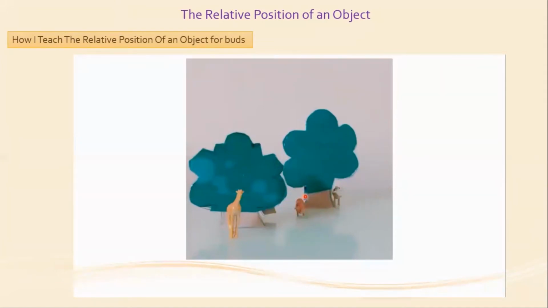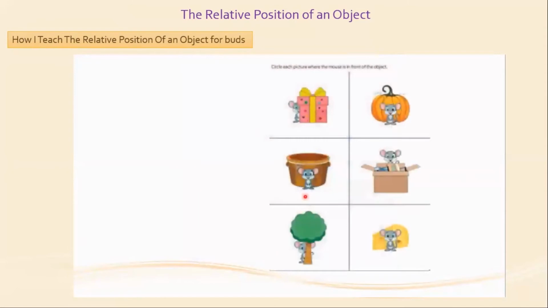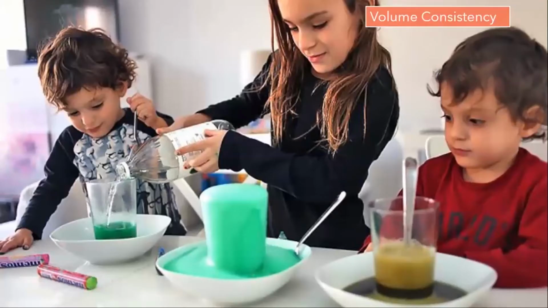Now I'm giving you a challenge. What you have to do is circle each picture where the mouse is in front of the object. Thank you. The sixth concept is volume conservation. Immobility is the state of not being able to move around.